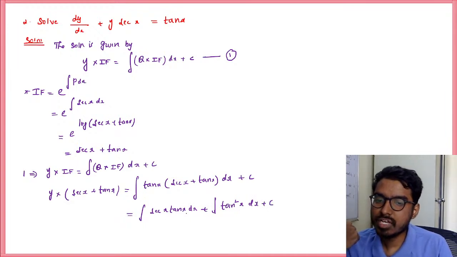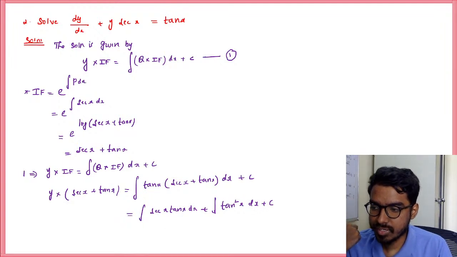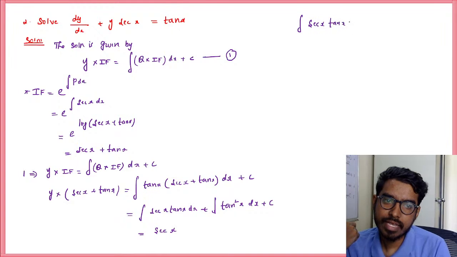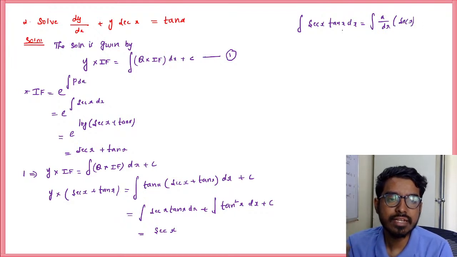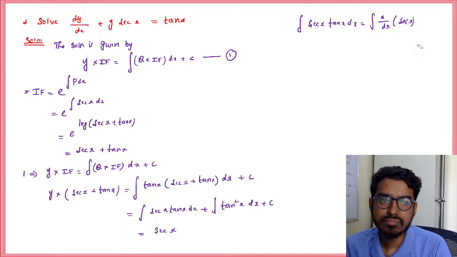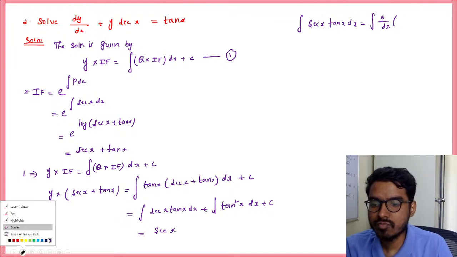So this is integration of secant x tan x, right? Integration of secant x tan x is secant x, right? I have given you all the formulas. I can write integration of secant x tan x dx to be integration of d by dx of secant x. The derivative of secant x is secant x tan x. So I can write secant x tan x as d by dx of secant x. I've given you all the formulas, right? Go through all the formulas.